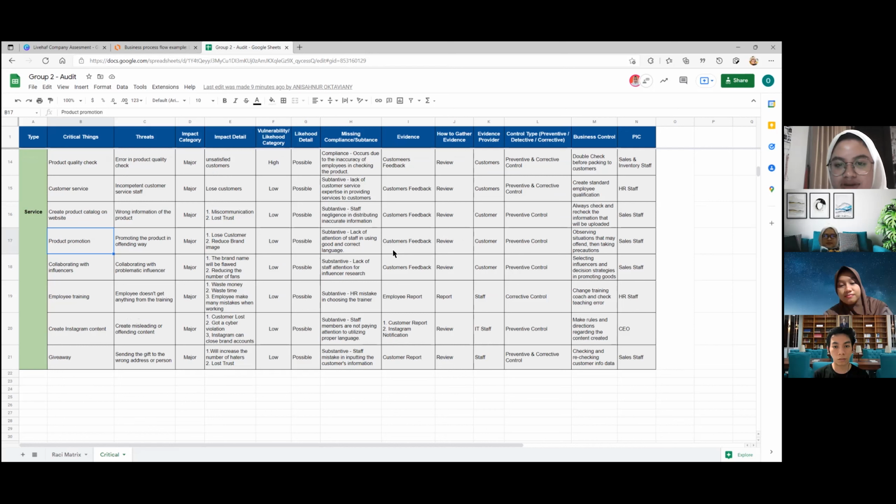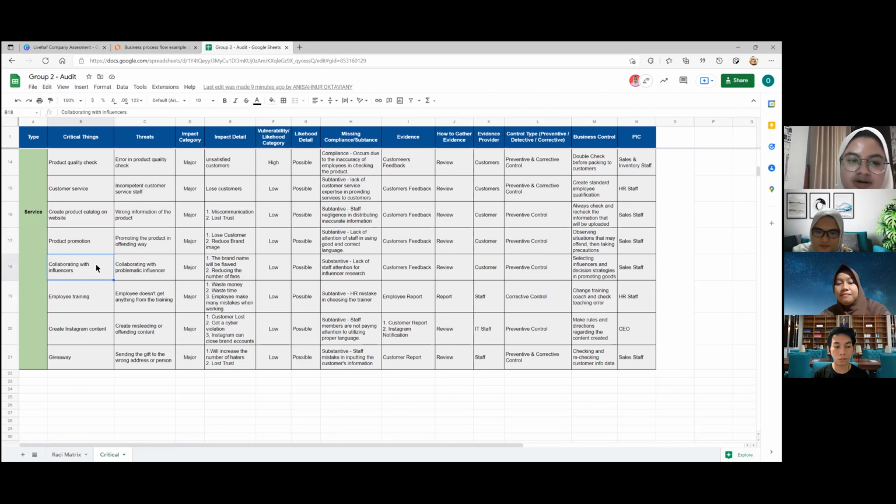The evidence is customer feedback that will be gathered through reviews, and the evidence provider will be the customer. To control this is by preventive control through observing situations that might offend, then taking precautions. And the PIC would be the sales staff.